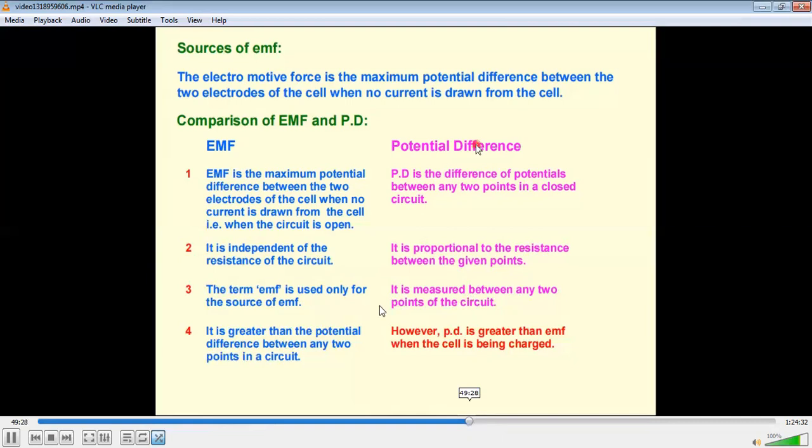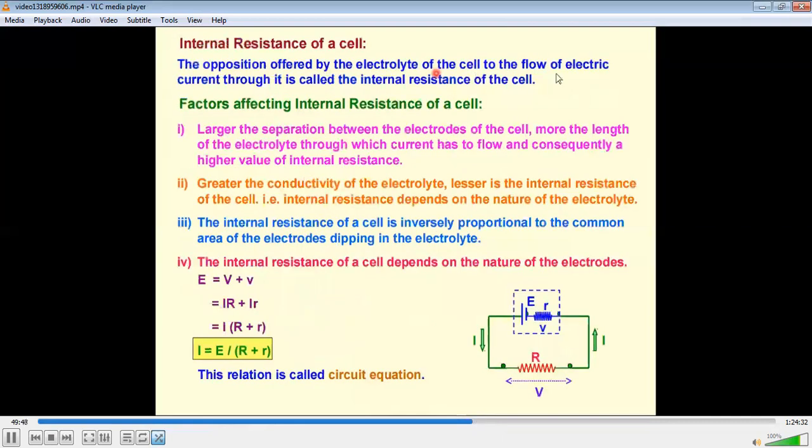Now, internal resistance of a cell. How can we calculate the internal resistance? The opposition offered by the electrolyte of the cell to the flow of electric current through it is called the internal resistance of the cell. Factors affecting internal resistance of a cell: Number 1, the larger the separation between the electrodes of the cell, the more the length of the electrolyte through which current has to flow, and consequently a higher value of the internal resistance.